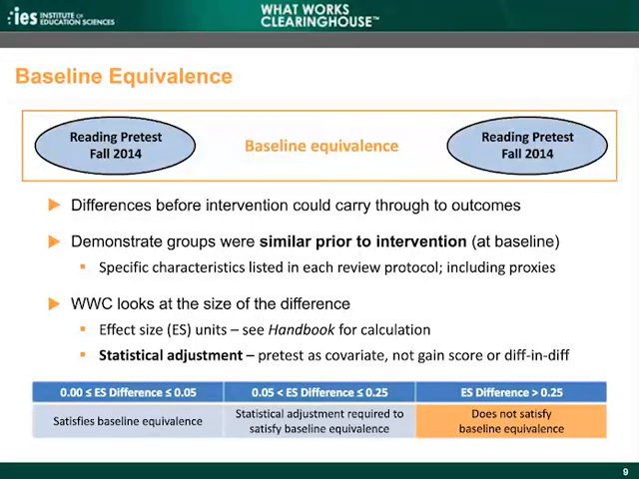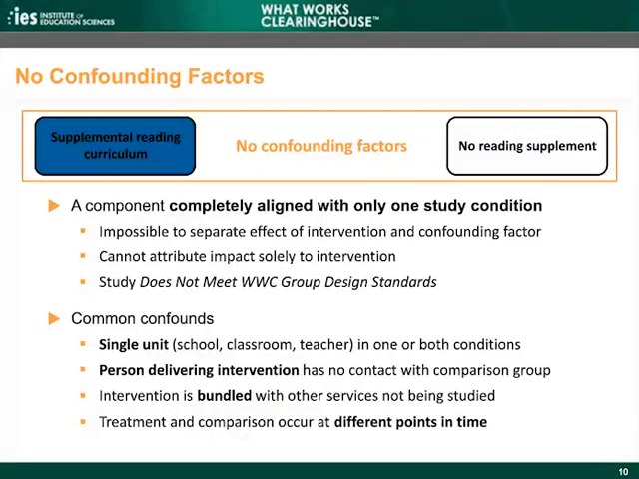Next, we want to make sure that there isn't a component or factor of the study that may influence the outcome and is completely aligned with only one study condition or group. If there is a factor that is present in one condition but not the other, it is impossible to separate the effect of the intervention from the effect of the confounding factor. Therefore, we cannot attribute the observed impact solely to the intervention, and the study does not meet standards. The easiest way to understand confounds is to talk through some of them.